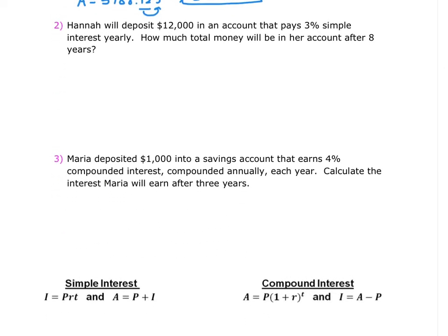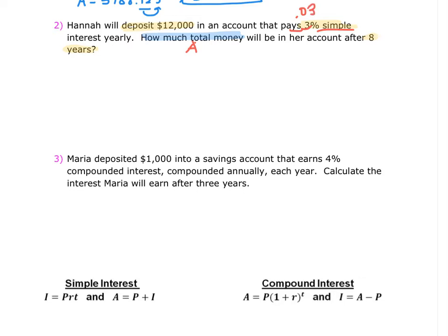On number 2, it says Hannah will deposit $12,000 in an account that pays 3% simple interest yearly. How much total money will be in her account after 8 years? Now the two things I pay attention to: the question says how much total money, so that's going to be A. And then also, what kind of interest is this? Simple. And I catch that percent, so I might as well go ahead and move that decimal 2 places to the left to get my decimal form.